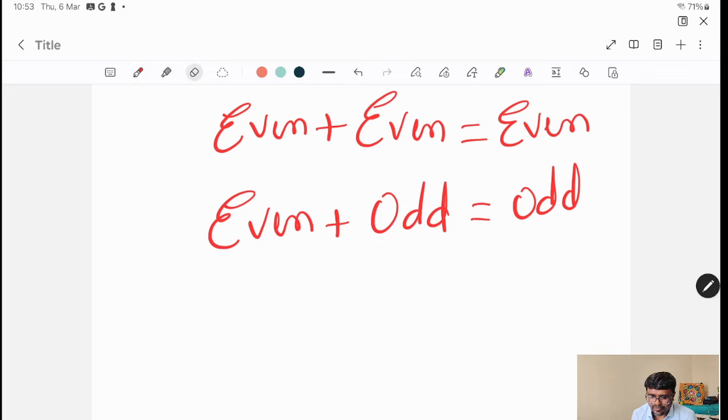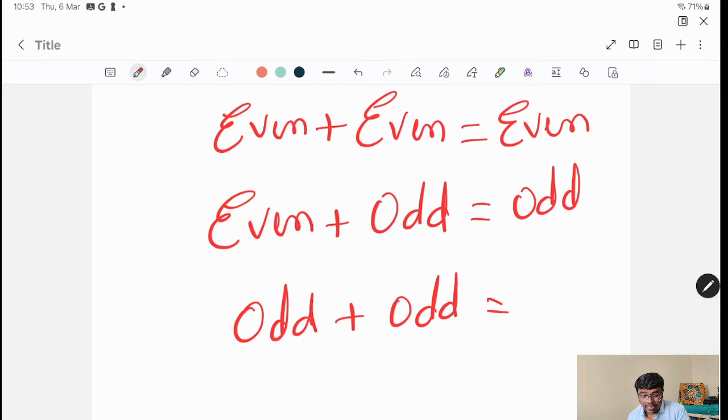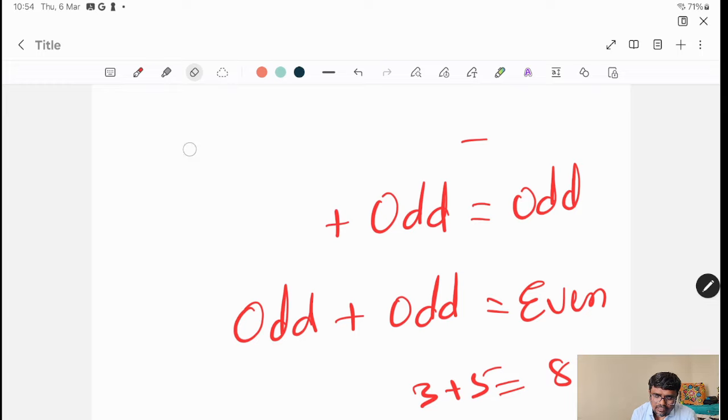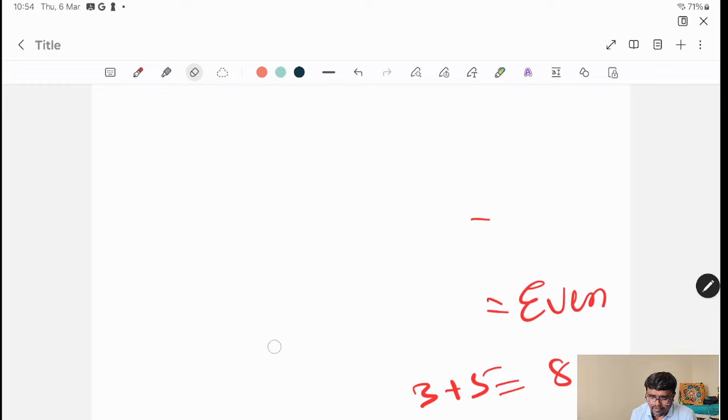And the other one, odd number plus odd number. What happens? The result is always an even number. If you have doubt, you can choose any 2 or 3 examples to confirm yourself. 3 plus 5, 8. 7 plus 9, 16. That is also an even number. Odd number plus odd number is always an even number. I hope you understood this point.